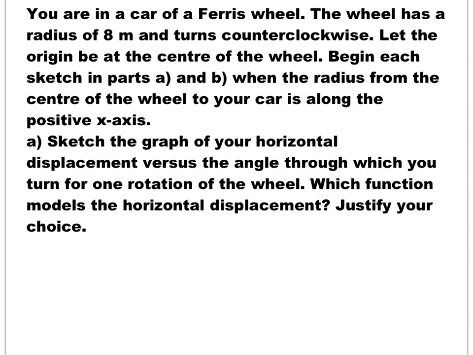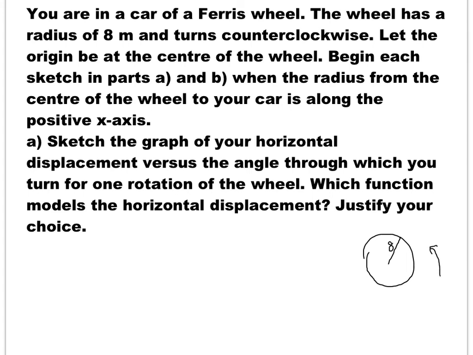In the next example, we have a Ferris wheel. The wheel has a radius of 8 meters. So this is your Ferris wheel. We know that this radius is 8 meters. And it turns counterclockwise, so it goes this way.